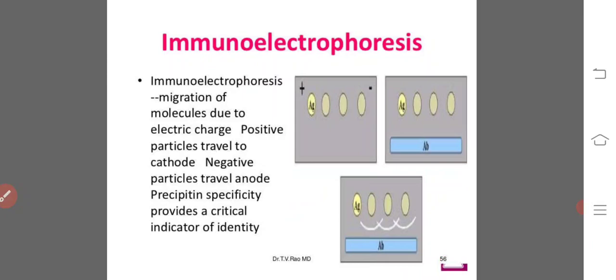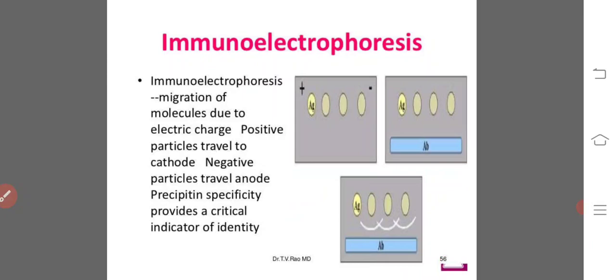Take a gel slab, place the serum, conduct electrophoresis. The fractions get separated according to charge and size. Make a trough and place antibody. Antigen and antibody diffuse and form a visible precipitate. To elaborate, in rocket electrophoresis, the visible precipitate is in the shape of a rocket. The height of the rocket is directly proportional to the concentration of the antigen.